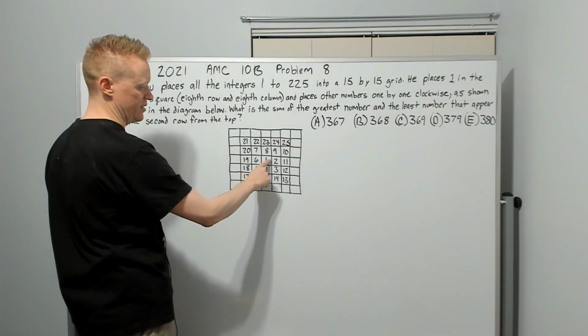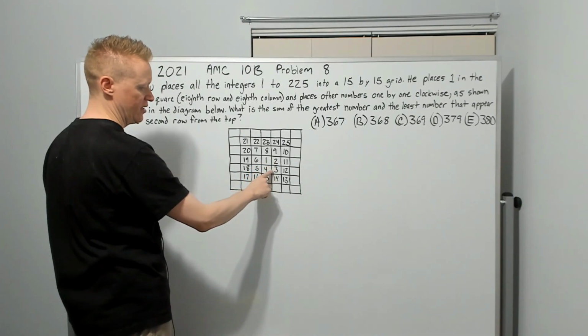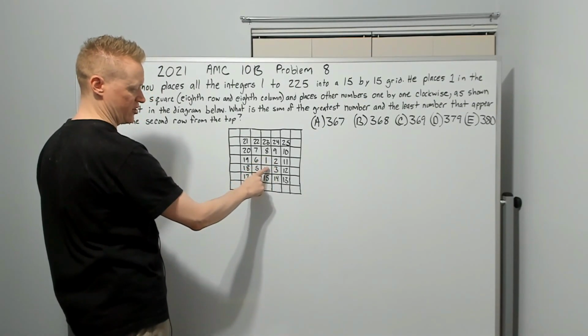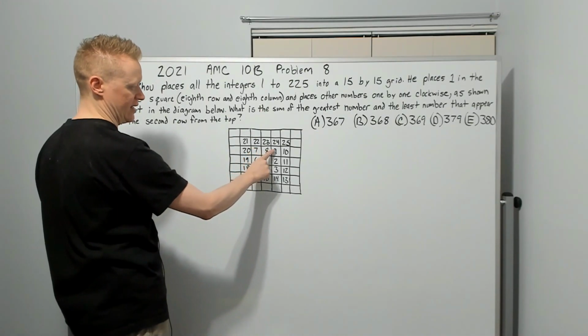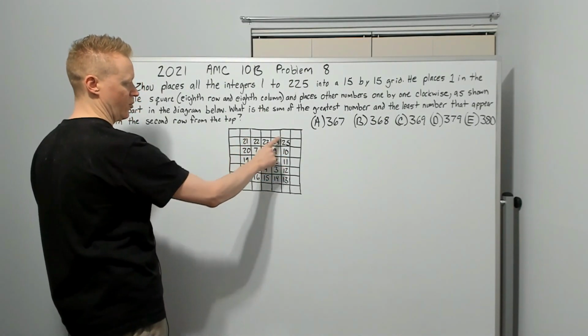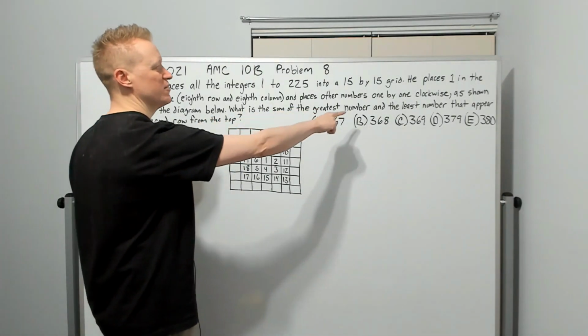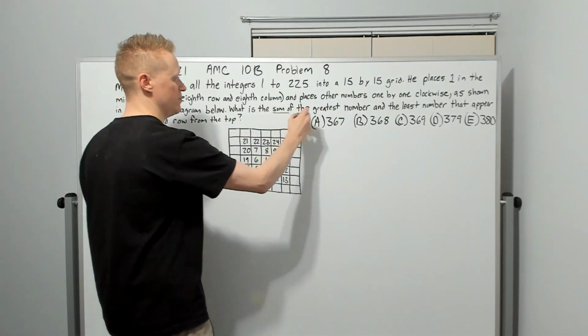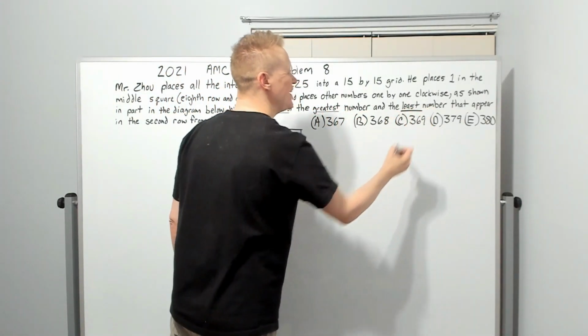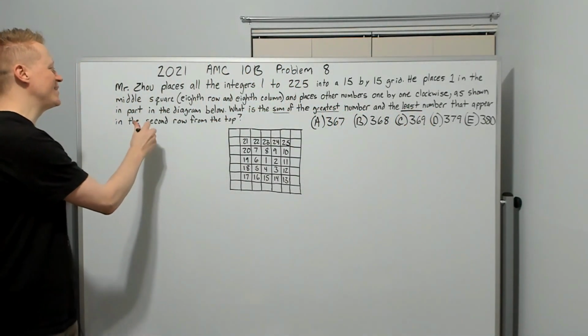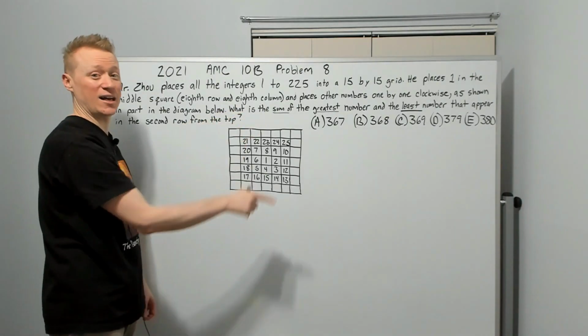Let's see what they mean. 1, 2, it's going clockwise, 3, 4, but you can't go up, so you have to go over. 5, 6, 7, 8, 9, 10, like this all the way around. Okay, what is the sum of the greatest number and the least number that appear in the second row from the top?